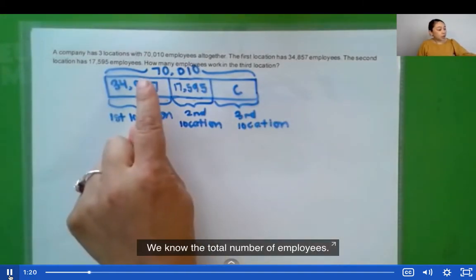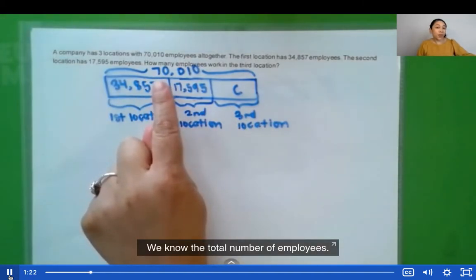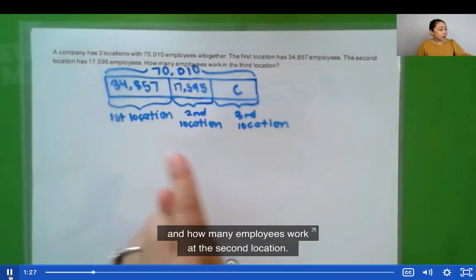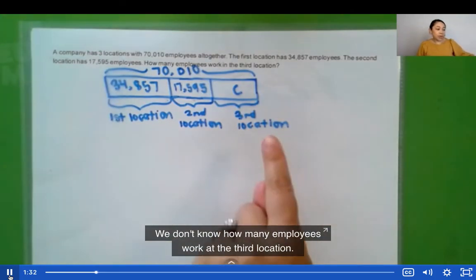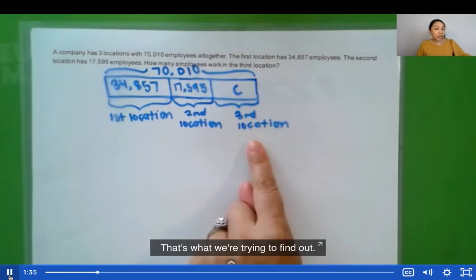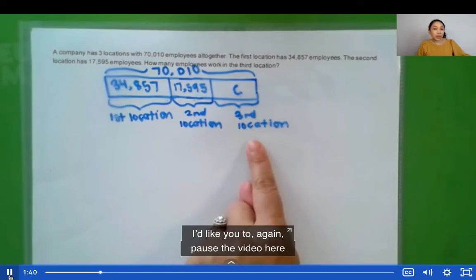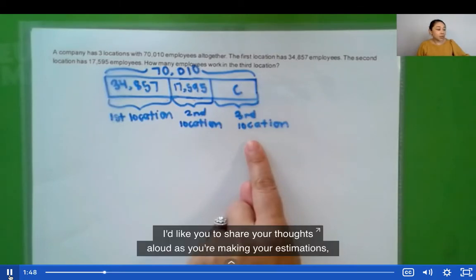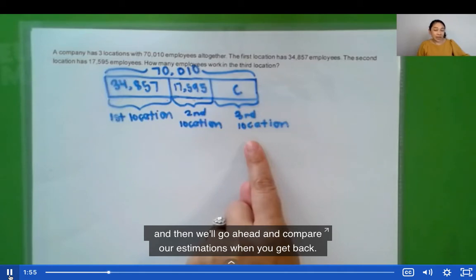We know the total number of employees. We also know how many employees work at the first location and how many employees work at the second location. We don't know how many employees work at the third location. That's what we're trying to find out. I'd like to again pause the video here and estimate about how many employees work at this third location. I'd like you to share your thoughts aloud as you're making your estimations, and then we'll go ahead and compare our estimations when you get back.